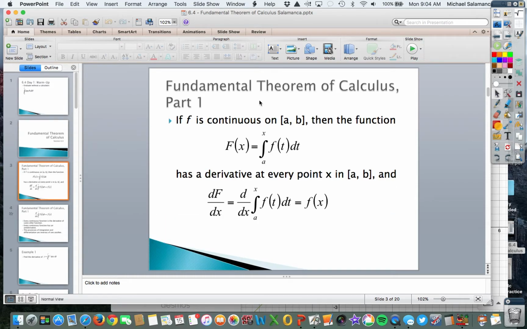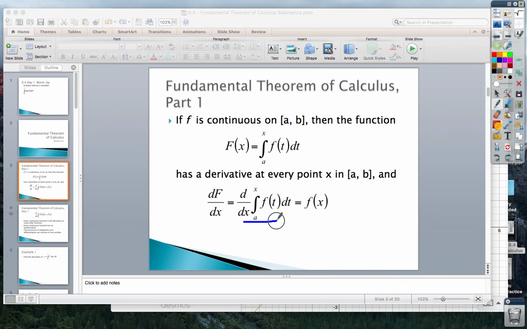Now, the fundamental theorem of calculus states that if f is continuous on the closed interval AB, then the function has an integral from a to x of f of t dt, which is equal to the antiderivative big F of x. Bottom line, it's stating that if a function f is continuous on AB, then it's a derivative of some other function. Notice we're taking that f of t dt and somehow it's changing to f of x. We'll talk about that a little bit more.